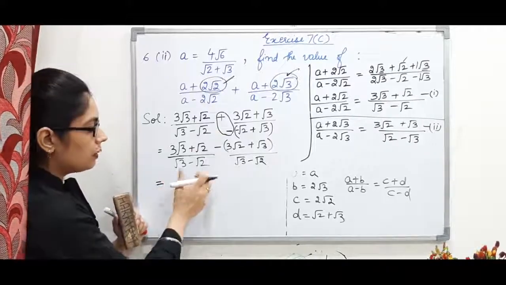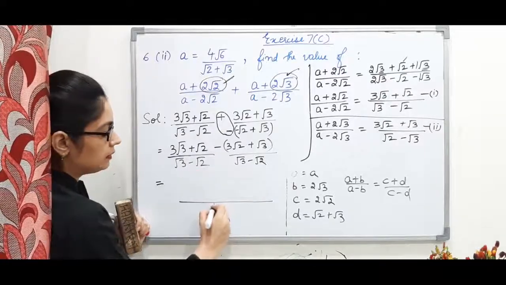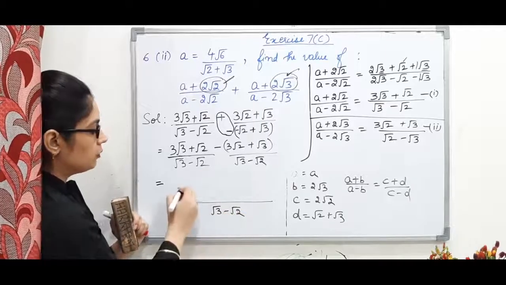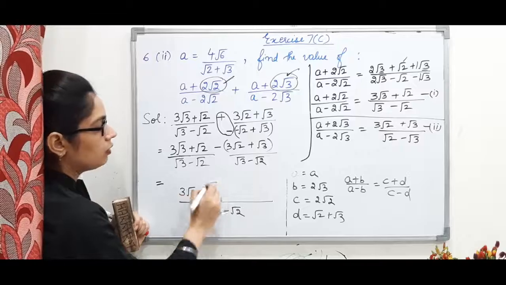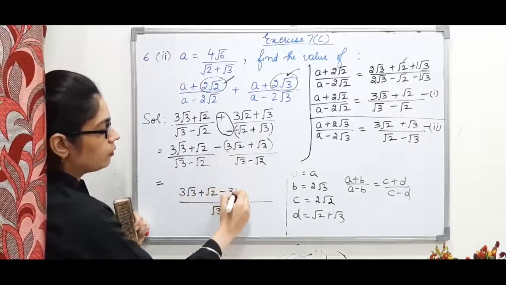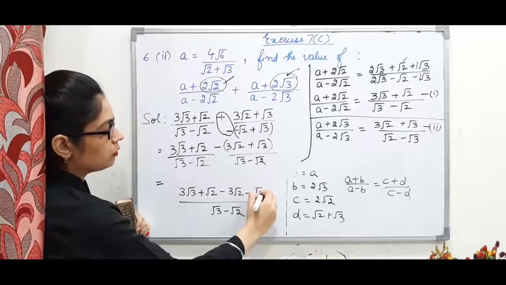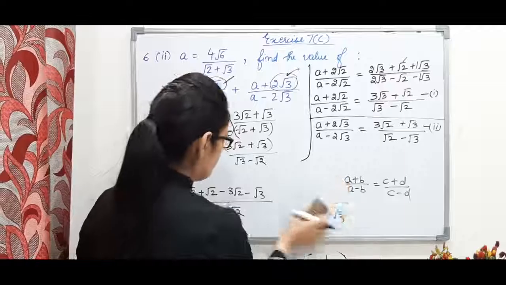Now the denominators of both are the same, that means if denominators are the same, this will only be the LCM. So I will write it one single time, root 3 minus root 2. So 3 root 3 plus root 2 minus 3 root 2. This plus will be changed to minus root 3. Minus sign outside means inner signs you have to change.